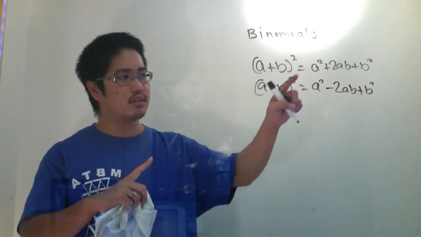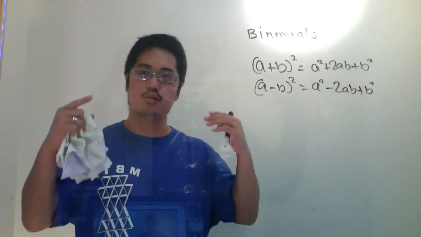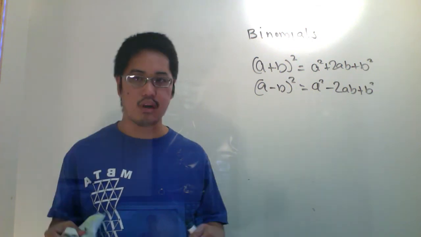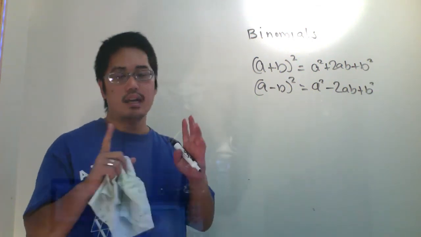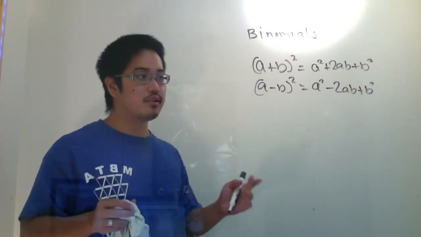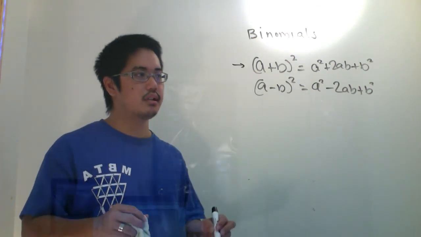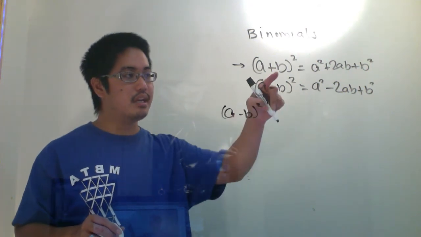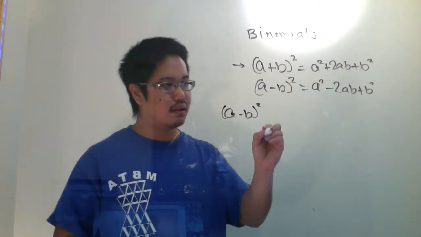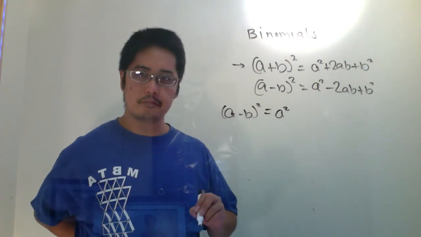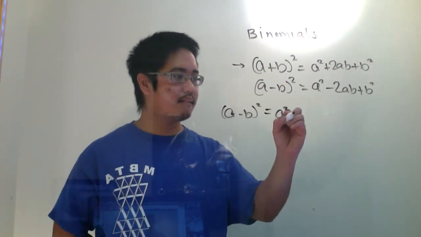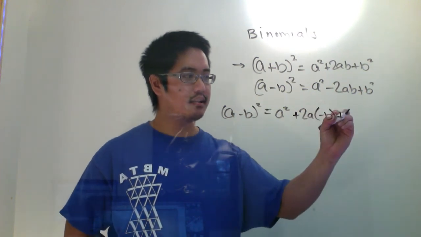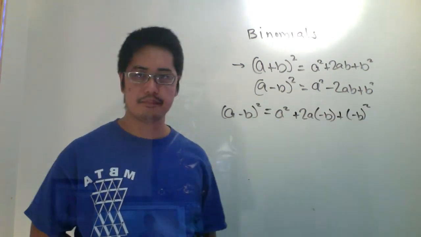The only difference between this equation on top and this equation on the bottom is you change the sign of the cross term, the middle one. I can prove this to you using this first equation. All I'm doing is replacing the b with a negative b. That doesn't change the a squared, okay? That becomes plus 2a times negative b plus negative b squared.